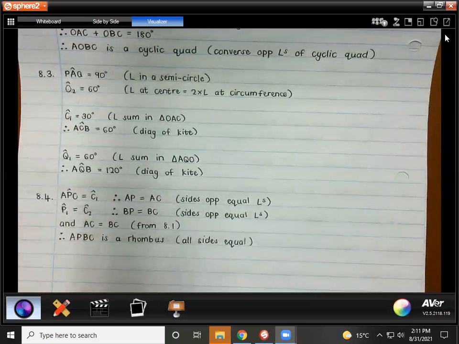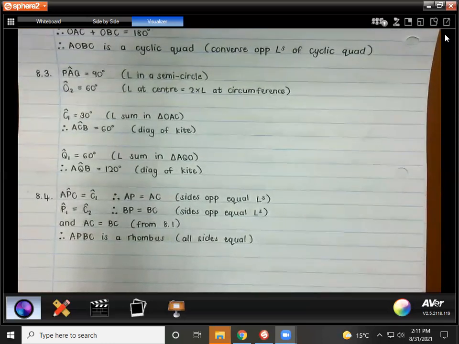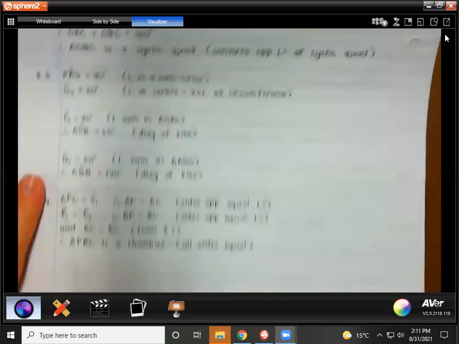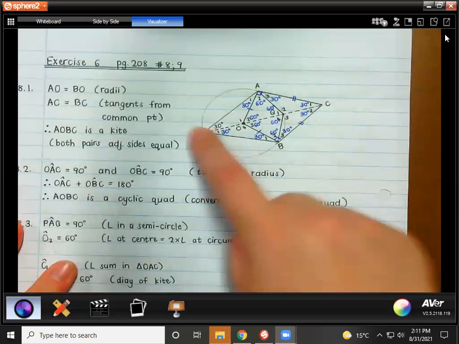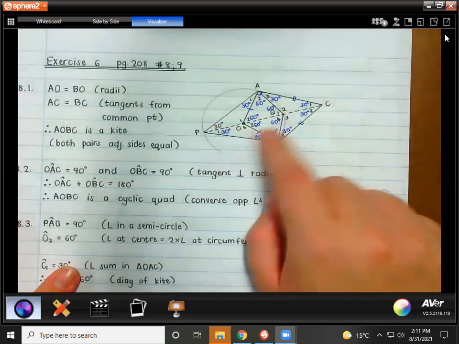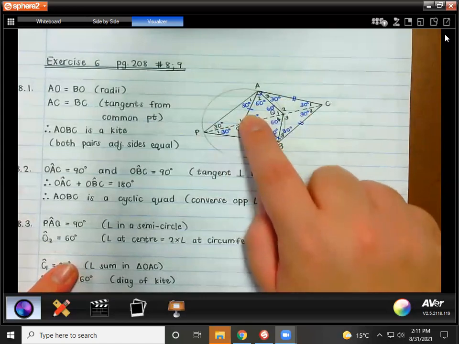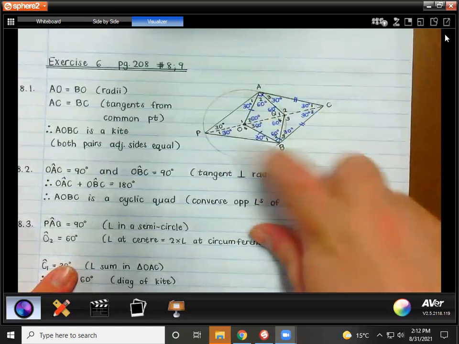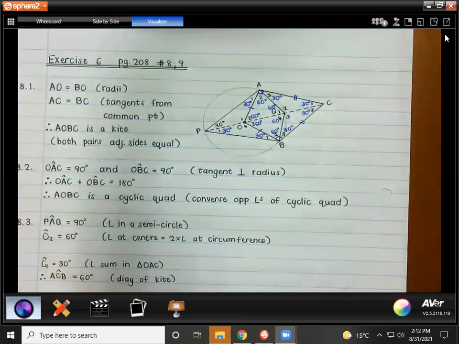Then this last one was interesting, and we haven't really done an example like this before. They asked you to prove that APBC, which is now this whole shape, right? They asked you to prove that this is a rhombus. Now remember that a rhombus is basically a parallelogram that has all four sides equal, all right? So I suppose we haven't actually proven that this is a parallelogram, so we should actually write that down first.